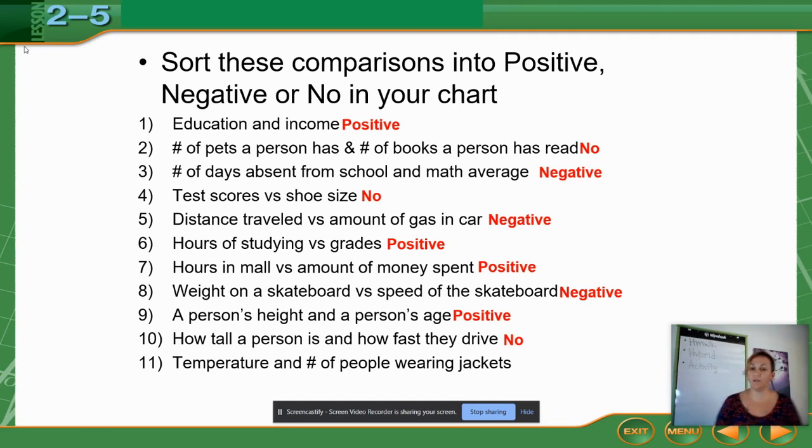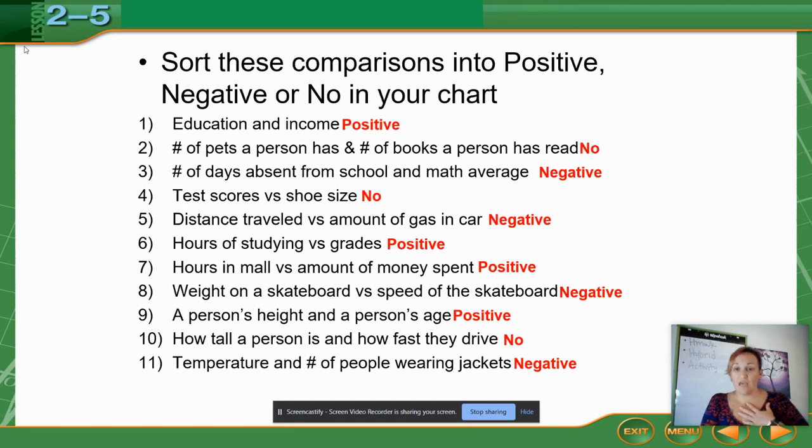And then the last one, the temperature and the amount of people wearing jackets. So this one again is a little bit tricky. So I'm going to use my hands. So the higher the temperature is, the hotter it gets, the less amount of people will be wearing jackets. Or we can think of it the other way. The colder it gets, the more people will put on their jackets. And so we're going in that opposite direction, which makes it a negative correlation. Negative.